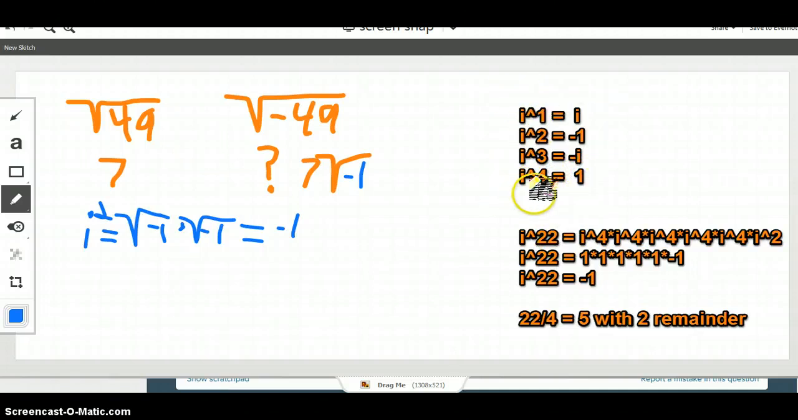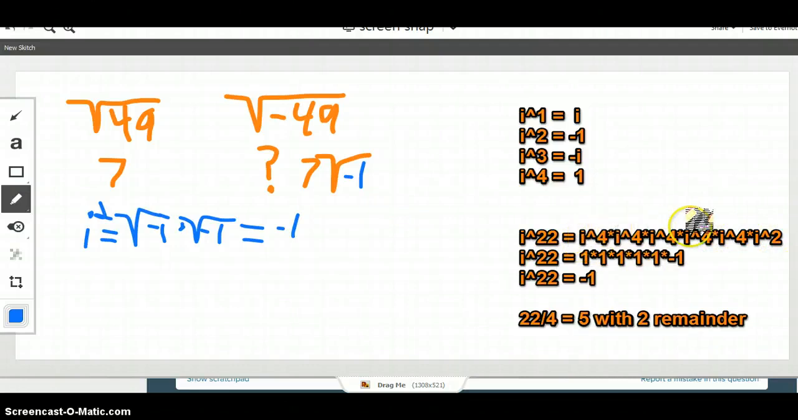So i to the 5th power is going to be i. i to the 6th power is going to be negative 1. i to the 7th, negative i, and so on and so forth. So let's do a bigger number, like i to the 22nd power. How many times does 4 go into 22? You have i to the 4th, 1, 2, 3, 4, 5 times, and then i to the second.